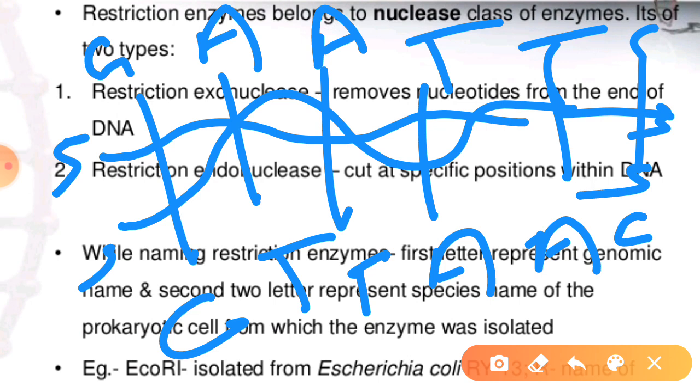Especially, whenever we start to read, it should always be similar in the direction 5 prime to 3 prime as well as 3 prime to 5 prime. Means they should not differ from each other. So such sequences we can say are palindromic sequences.